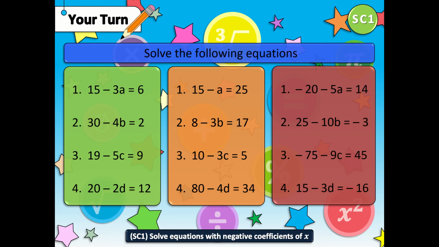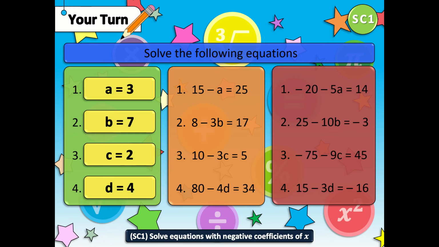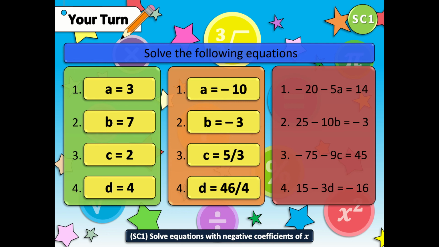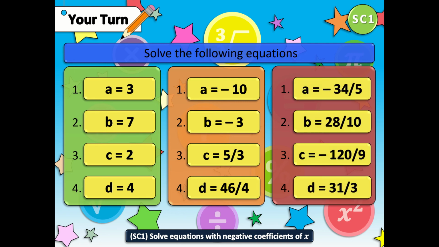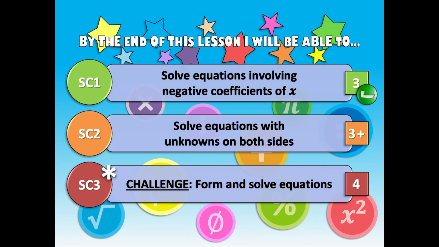Here are your answers. So there's your green answers, there's your amber answers, and there's your red answers. And now we've completed success criteria 1.